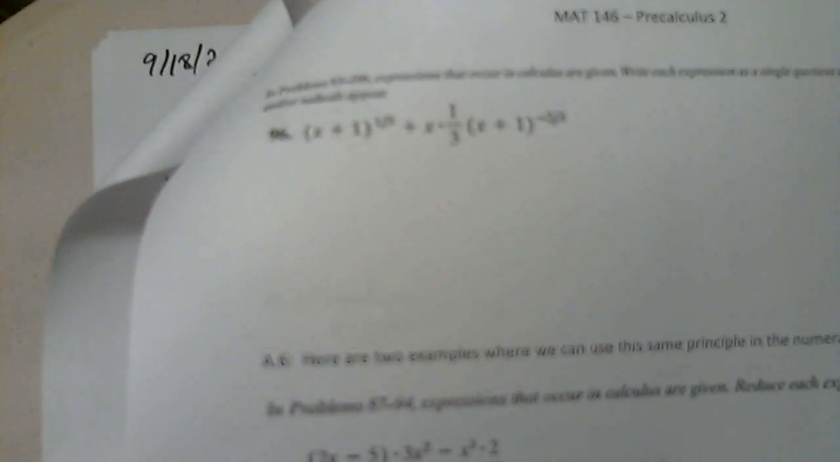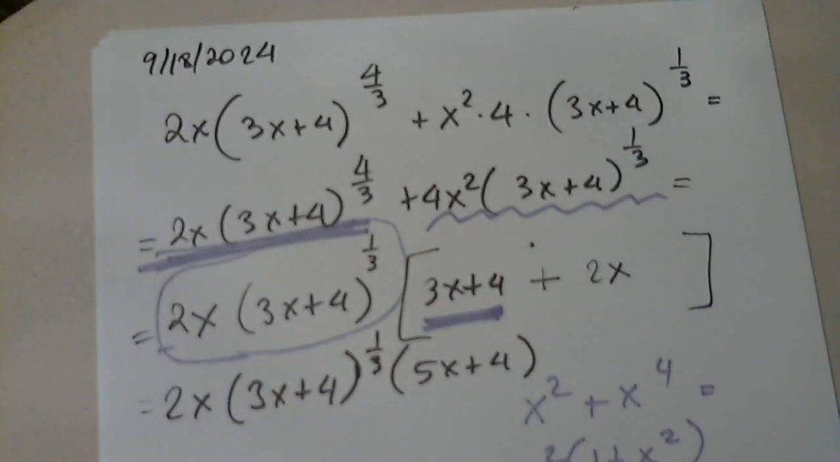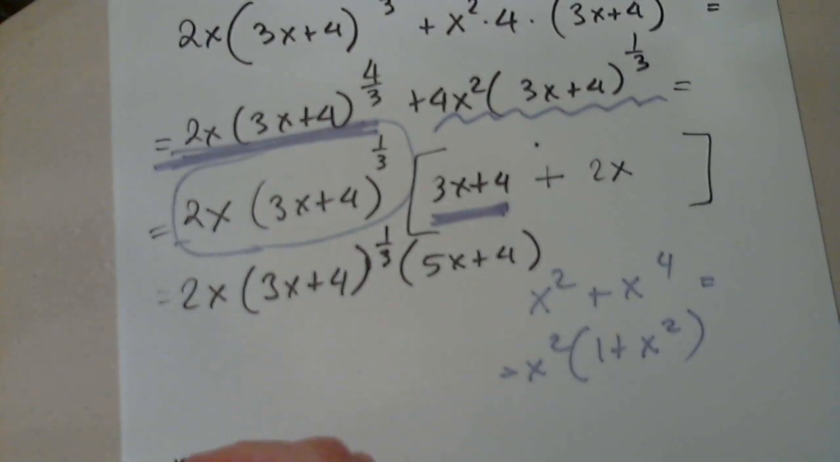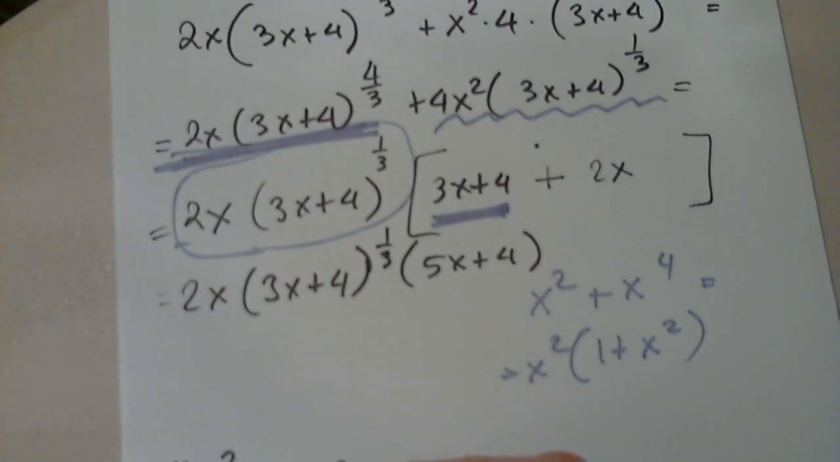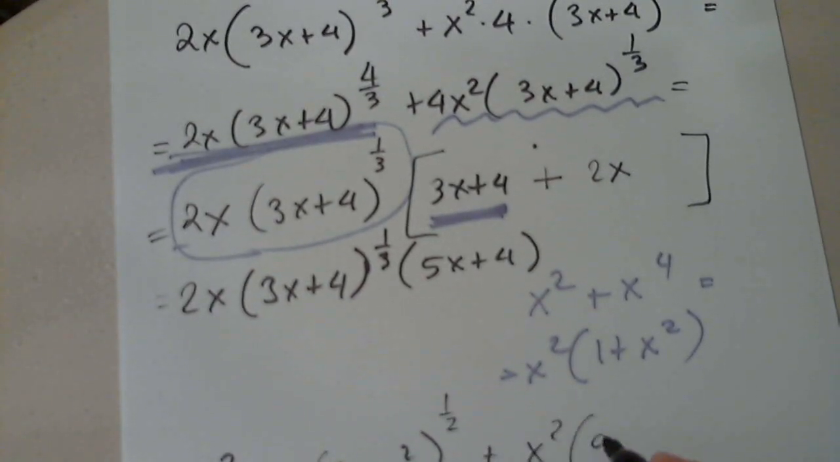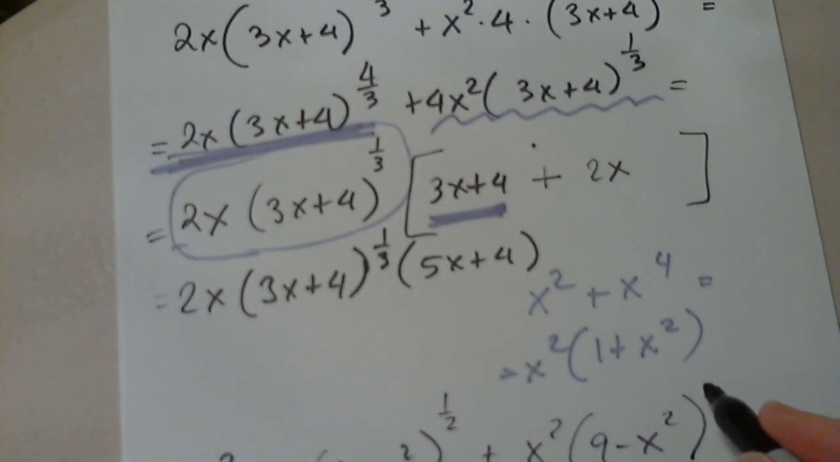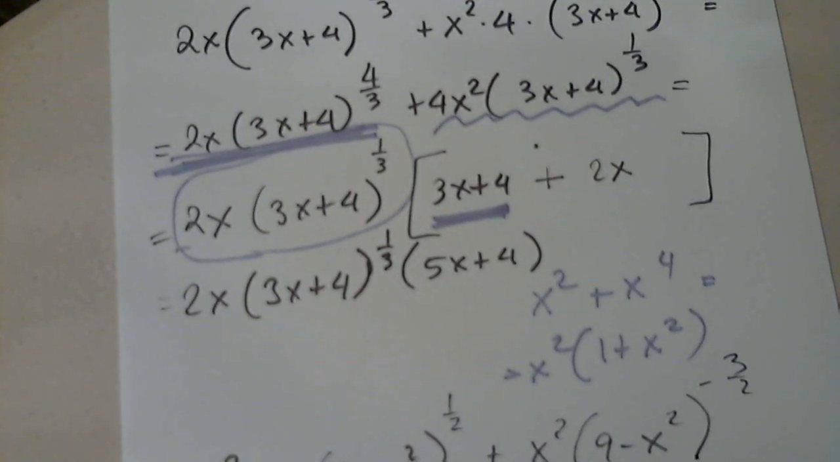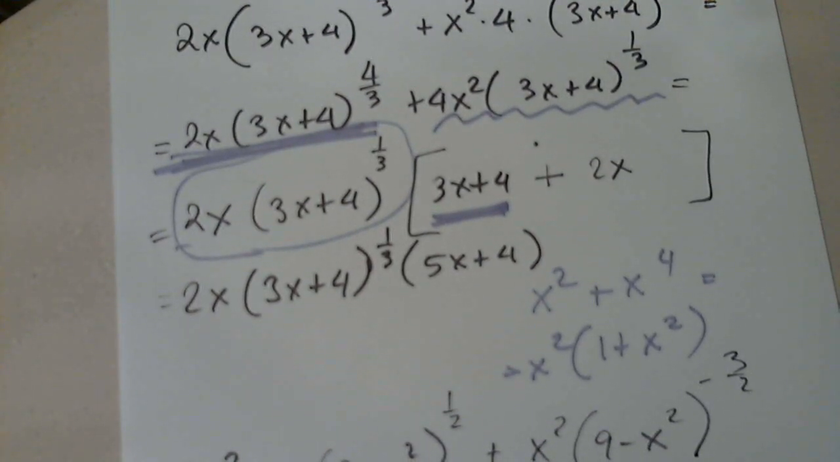Can you do the second one? The second one, perfect. Let's start with the second one. So we have, this is 102. And we have (9 minus x squared) to the power 1/2 plus x squared (9 minus x squared) to the power -3/2. And everything is divided by 9 minus x squared. Good, excellent. So there's nothing we can do to the denominator, but we are focusing on the numerator first, and we have to find common factors.